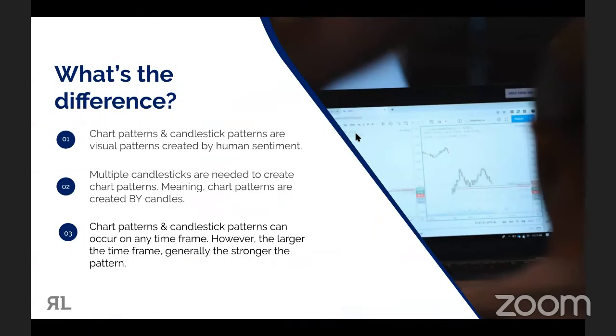What's the difference between chart patterns and candlestick patterns? Well, let's talk about it. Chart patterns and candlestick patterns are visual patterns created by human sentiment. Multiple candlesticks are needed to create chart patterns. If you have two or more candlesticks, you can have a candlestick pattern, but you need multiple candlesticks to create a chart pattern. Chart patterns are created by candles. Candles have sentiment, and therefore, if you have multiple candles, you have multiple readings of sentiment.